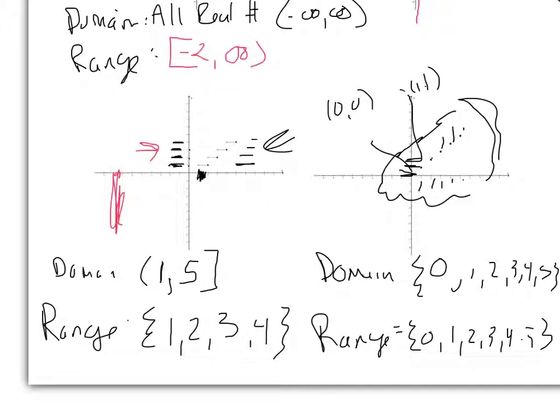So hopefully that made sense. And when we're looking for domain, we're looking for all the x values it takes on. When we're looking for the range, we're looking for all the y values it takes on.